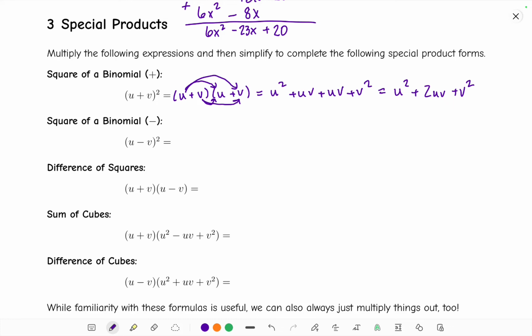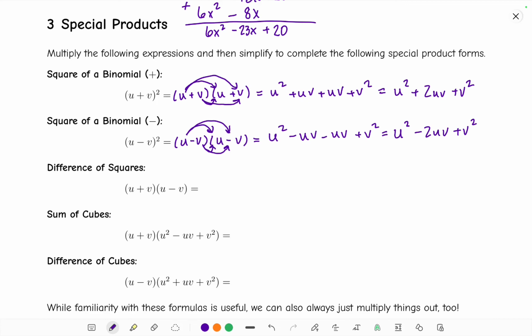Now what changes when there's a minus sign instead of a plus sign? Well, that would be u minus v times u minus v. Then u times u is u squared. U times negative v is negative uv. Negative v times u is negative uv. Then negative v times negative v, well, the double negative will make it positive v squared. So then we get u squared minus 2uv plus v squared. So notice that even though the middle operation changes from addition to subtraction, we still have plus as the second operation.